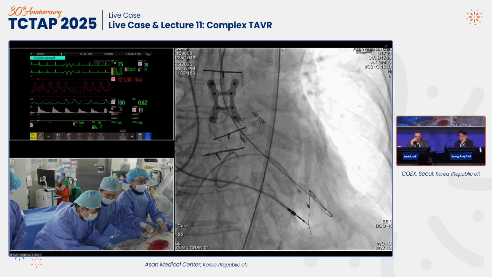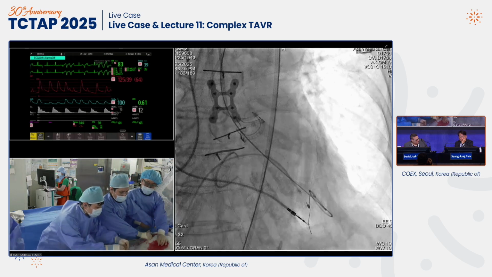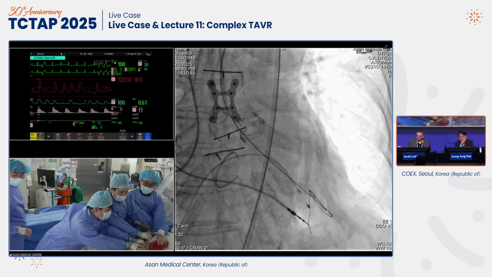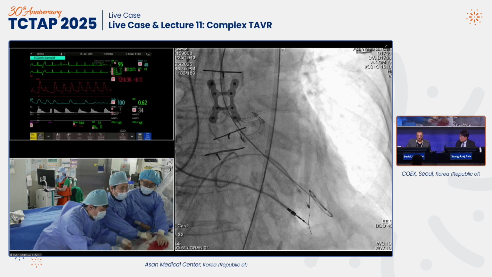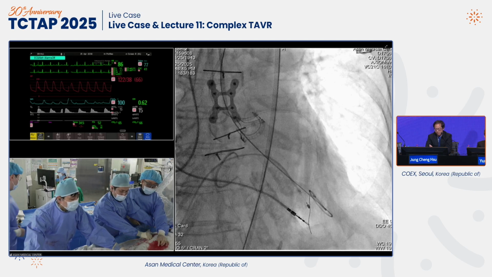Okay, Dr. Park, since we are concerned about the coronary obstruction and the BASILICA procedure, can you show us the CT angiogram for the coronary alignment? Because it's important to do the BASILICA. Absolutely. The alignment is good. Yeah, that is very important.